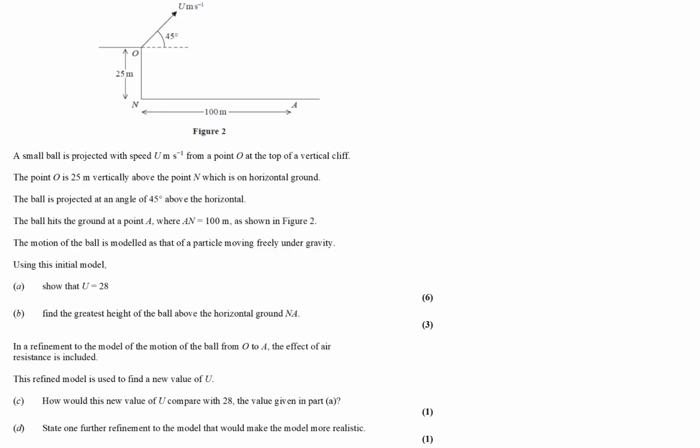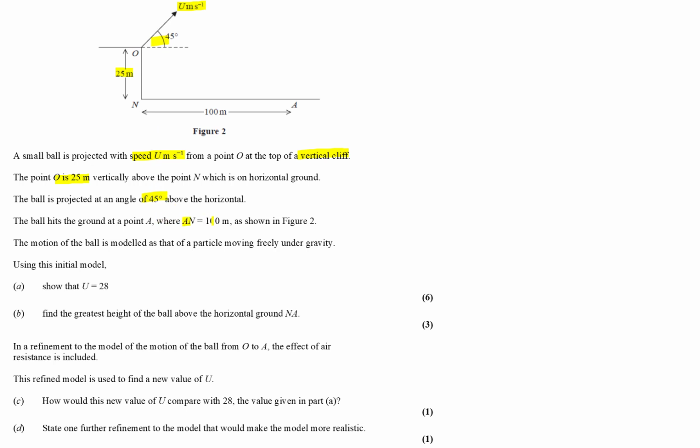Now let's try this 11 mark exam question. You've got a ball projected at speed U from a point O at the top of a vertical cliff. And they've given us a diagram. It's 25 meters here, so we need to take all this into context. It's projected at 45 degrees. It's given in the question, but we can draw this now. So even if it was all worded, we can do it.